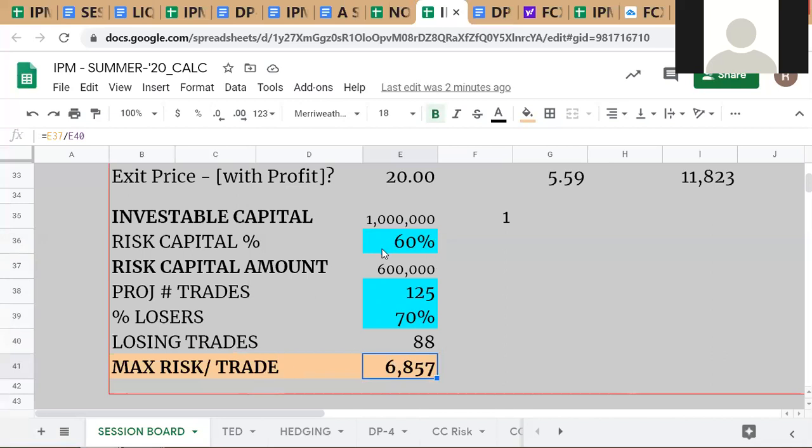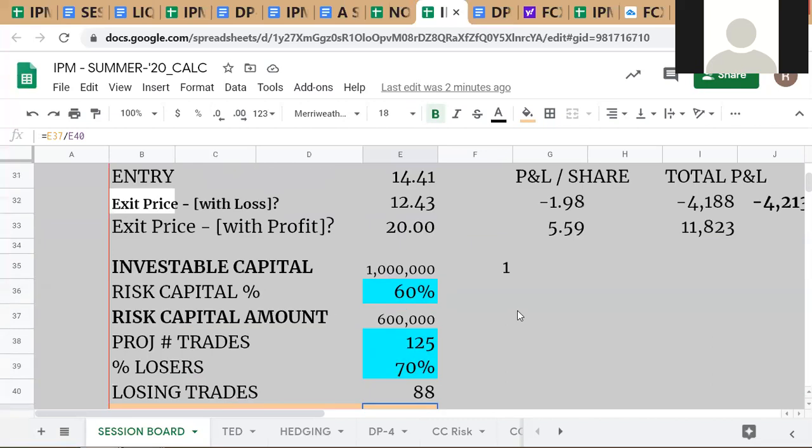This calculation is only a function of what you have put in this block, because it's a function only of this figure, then the risk capital percentage, number of trades, and obviously that number is determining this. So this is not a function of this.